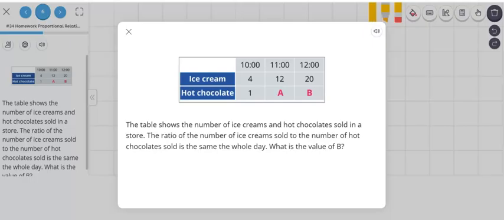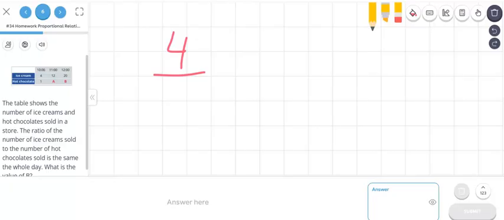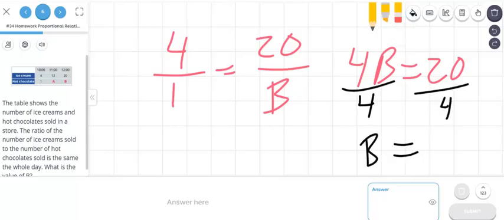All right, the table shows the number of ice creams and hot chocolates sold in a store. The ratio of the number of ice creams sold to the number of hot chocolates sold is the same the whole day. What is the value of B? So on this one, it's 4 ice creams for 1 hot chocolate. So the B part is the 20 over B. So if we do our cross products, we get 4B equals 20. Then divide by 4, and B equals 5.